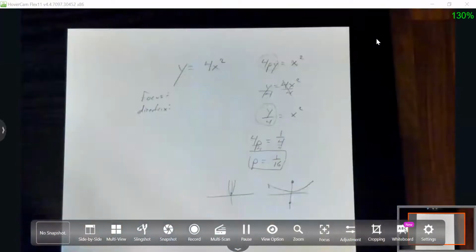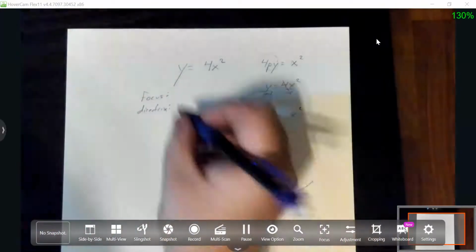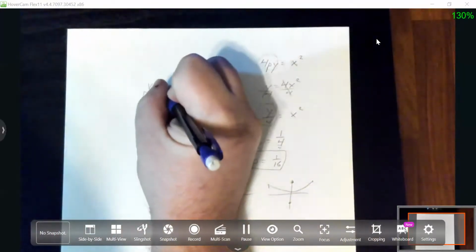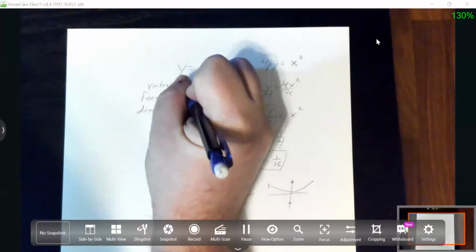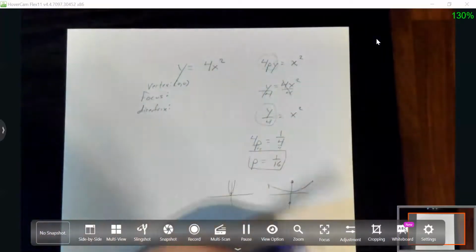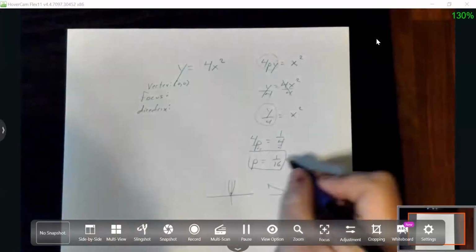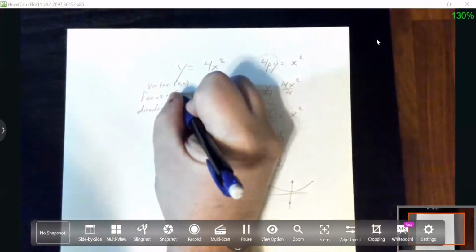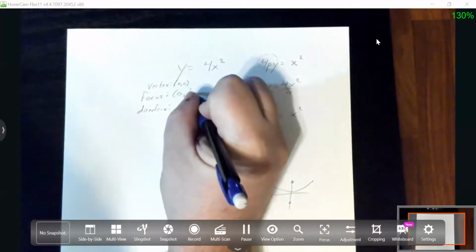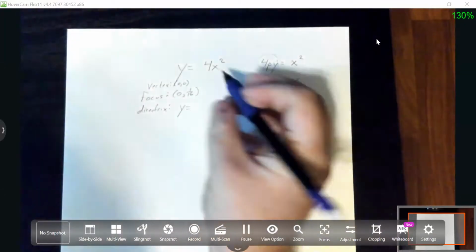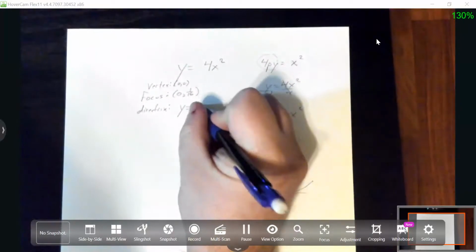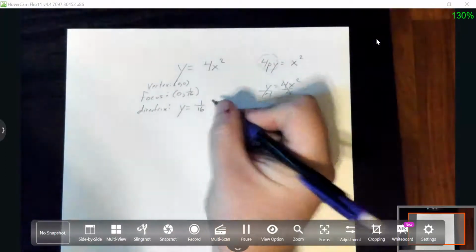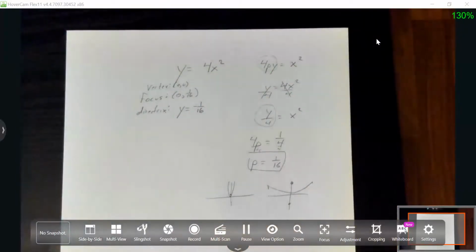So for our example here of y equals 4x squared, we know that the vertex is still 0, 0. The focus is going to be moving up that p-value. So our p is 1/16, so my focus is 0, 1/16. My directrix is moved down from it. So there's going to be a y of, and if I move down 1/16 from 0, that's going to be a directrix of y is negative 1/16. So you can see these can be some really small p-values.